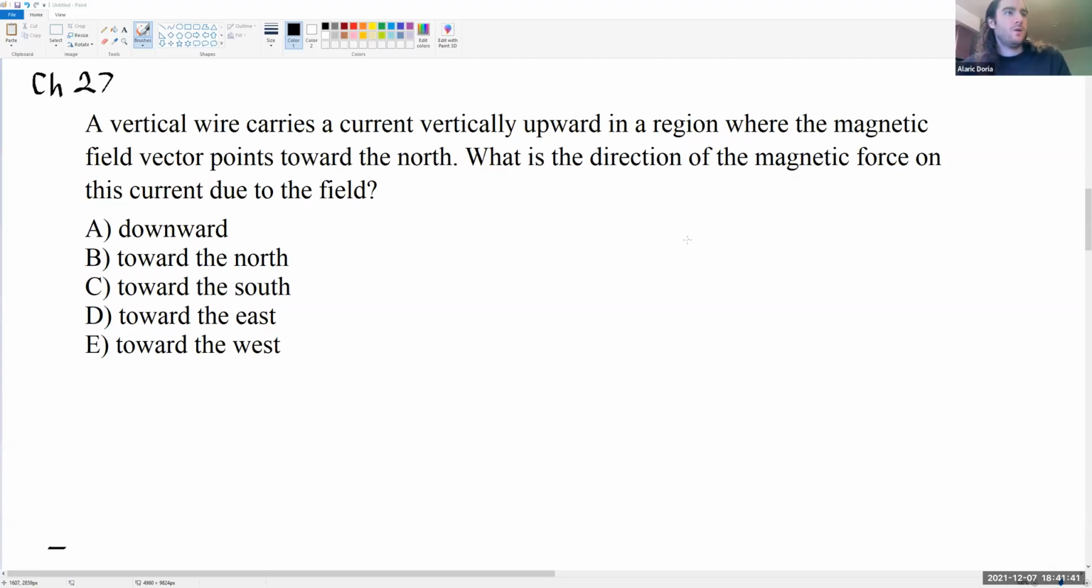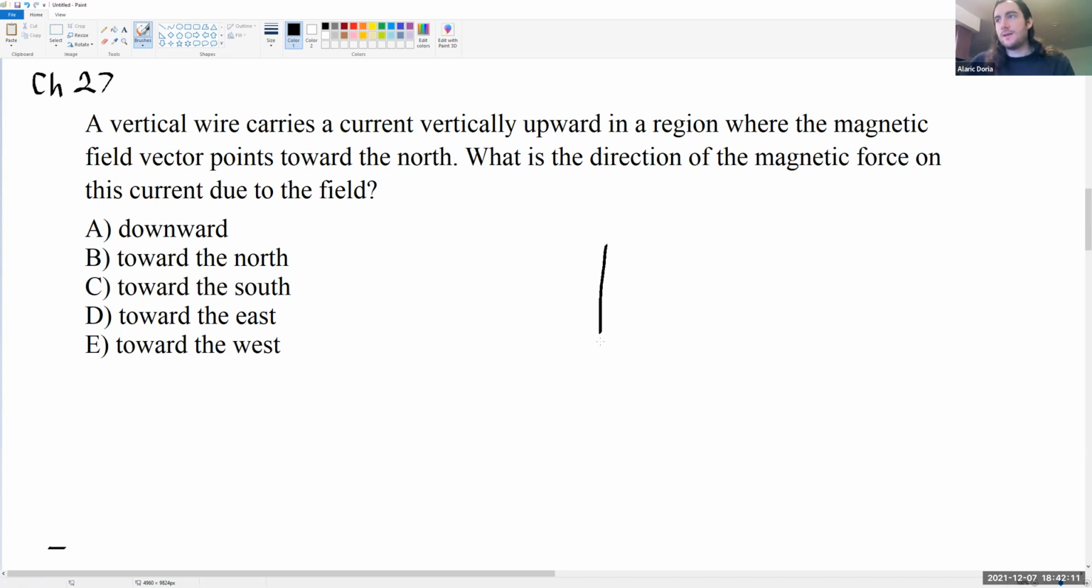Okay, we're here with our question for chapter 27 now. A vertical wire carries a current vertically upward in a region where the magnetic field vector points toward the north. What is the direction of the magnetic force on this current due to the field? Downward, toward the north, toward the south, toward the east, or toward the west?